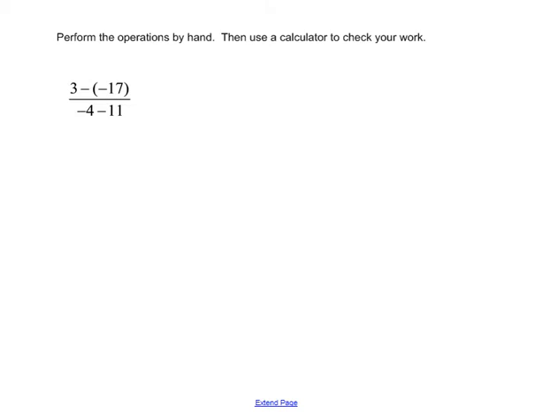Perform the operations by hand, then use a calculator to check your work. So as we look at our problem here, we can see we've got a number of different operations going on.